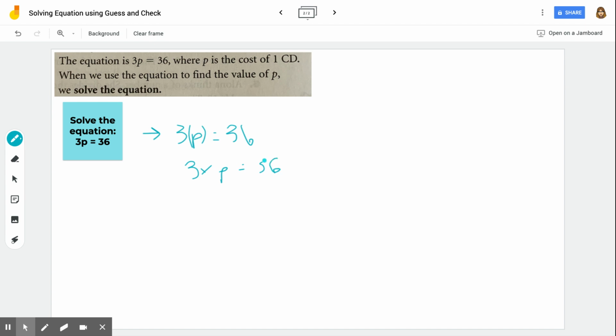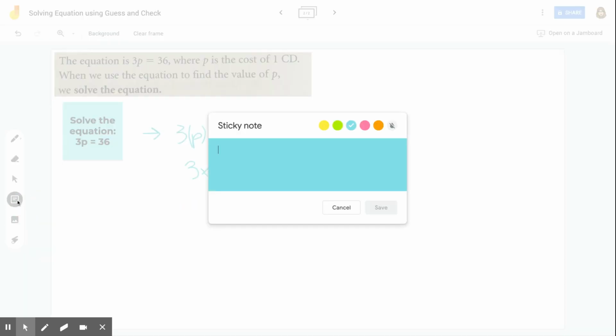So I know that because we are using our guess and check method, what I want to do is choose a value for this p and substitute it. So let's let p equal, we know it needs to be 36, I can multiply it by something. Let's have p equal 10. We will let p equal 10 and we're just going to substitute.